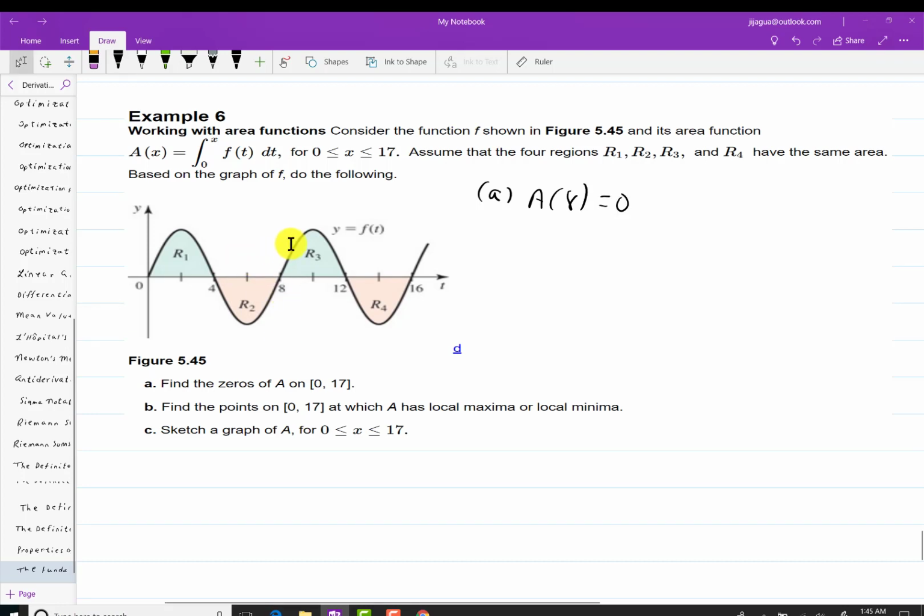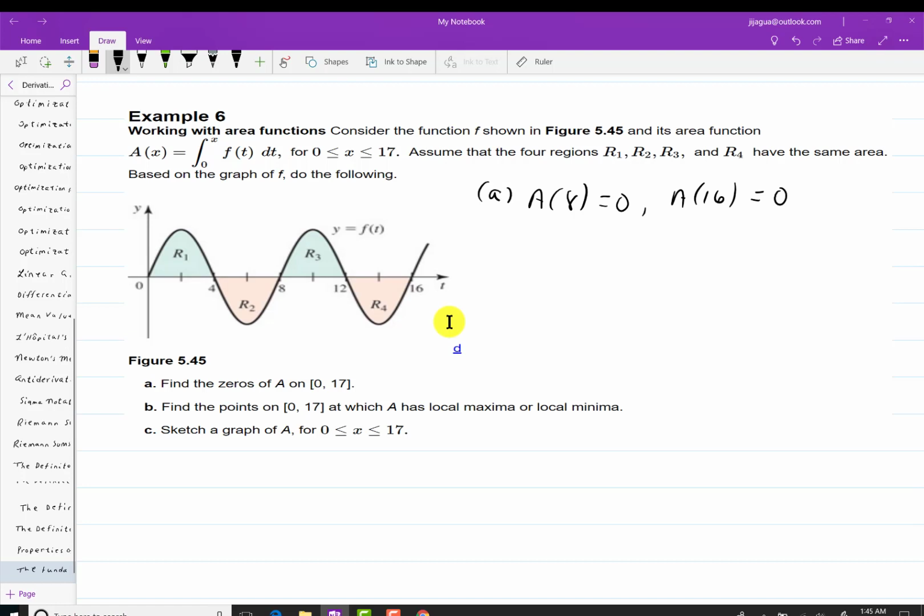And then let's see what else happens. Then it zeroes out again by the time you get to 16, because you gain some area here, but then you would erase it by the time you get to 16. So I see that capital A of 16 would also equal 0. Now what do we have next?